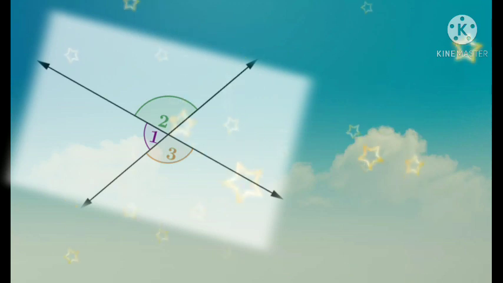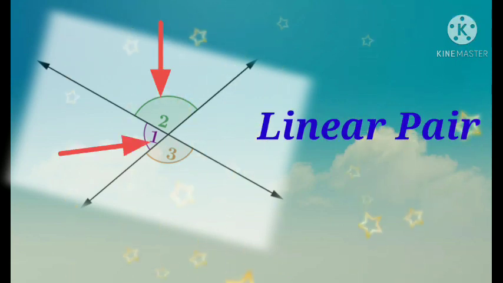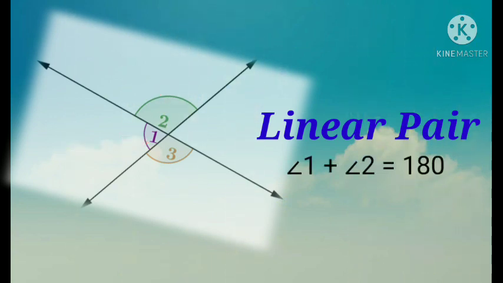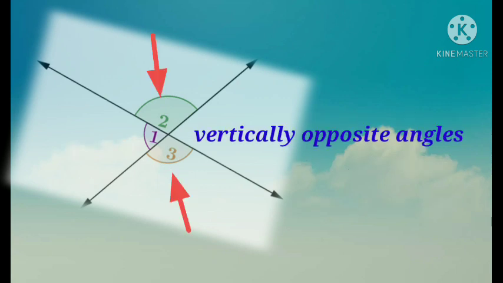Here, angle 1 and angle 2 form a linear pair and their sum is 180 degrees. Similarly, angle 1 and angle 3 form a linear pair and again their sum is 180 degrees. But angle 2 and angle 3 are vertically opposite angles and their sum may not be 180 degrees, although they are equal.